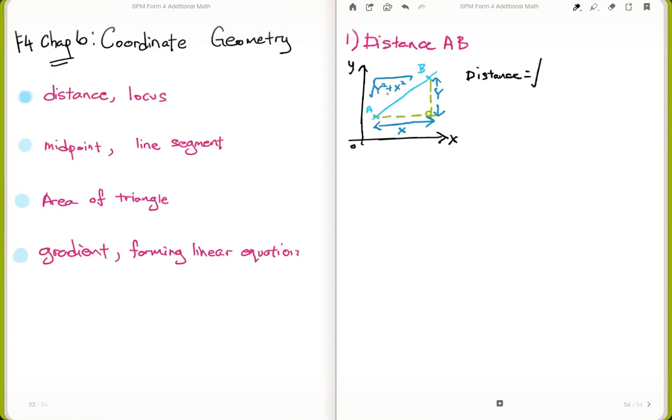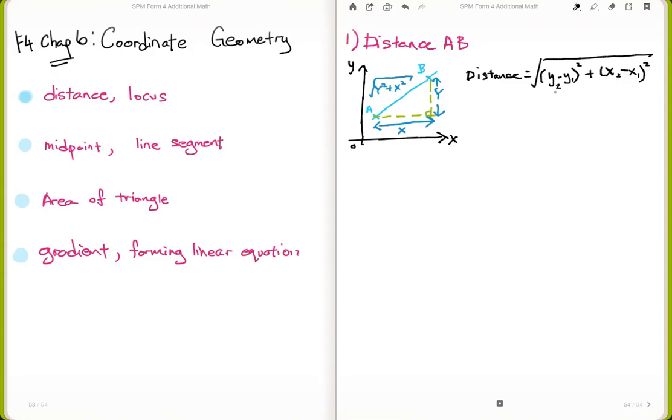In order to get y squared, it's given in the exam, but it's good to know it is y2 minus y1, squared. Now I want to change the sign. y2 minus y1 squared, that will be the y value squared, plus x2 minus x1 squared, and then the square root, that will be the distance.